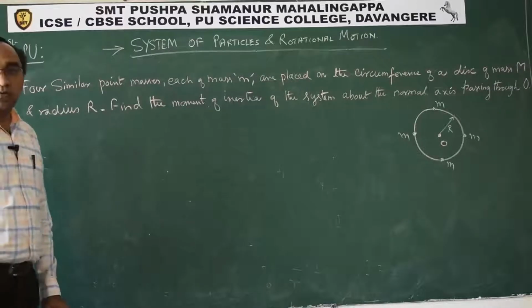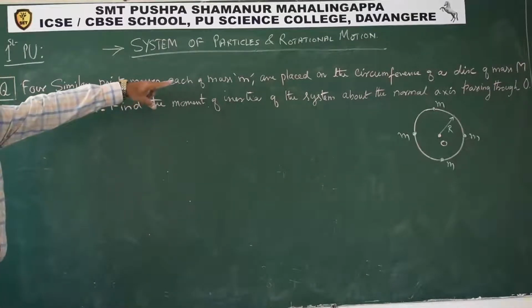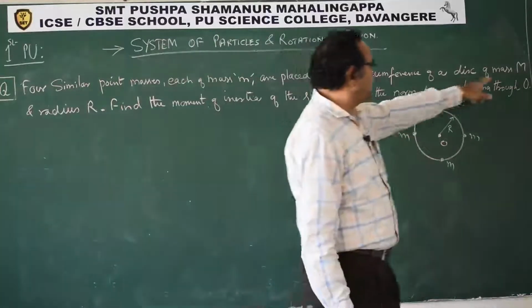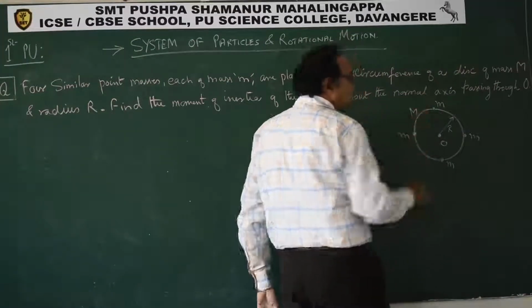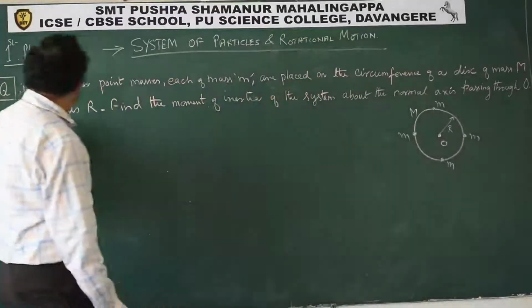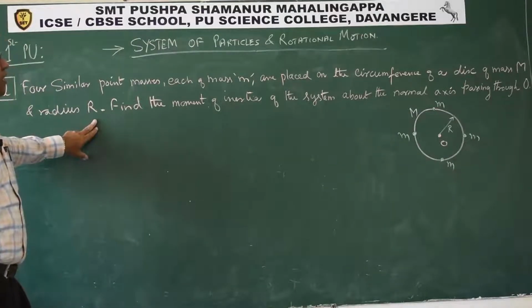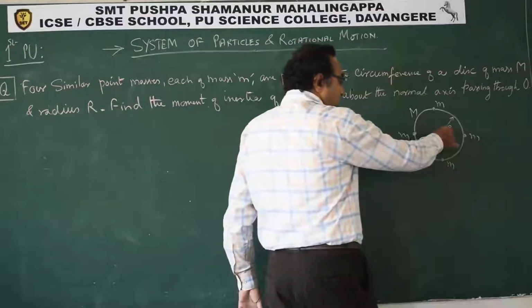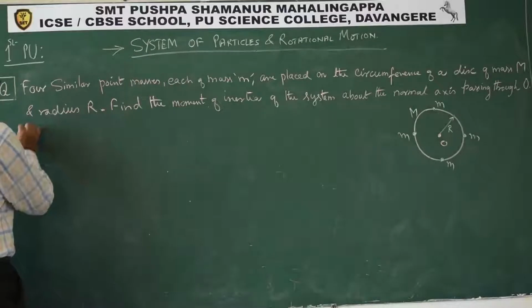Students, let us take one more question. It says 4 similar point masses, each of mass m, are placed on the circumference of a disk of mass m. So this disk is of mass m and radius r. Find the moment of inertia of the system about the normal axis passing through O, like this. So how to solve this?